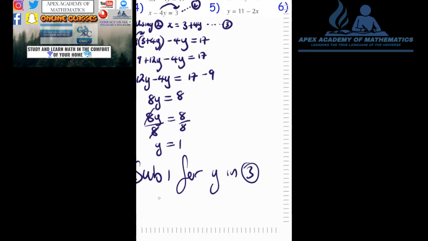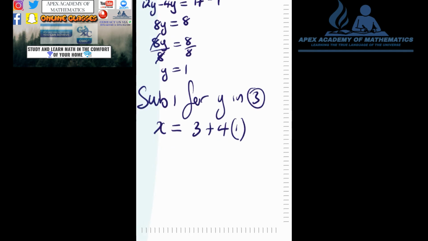So we have x is equal to 3 plus 4 times, what's the value of y? 1. So we easily get x is equal to 3 plus 4, and x is equal to 7. So y is equal to 1 and x is equal to 7.